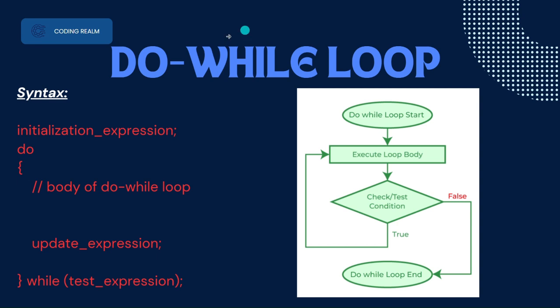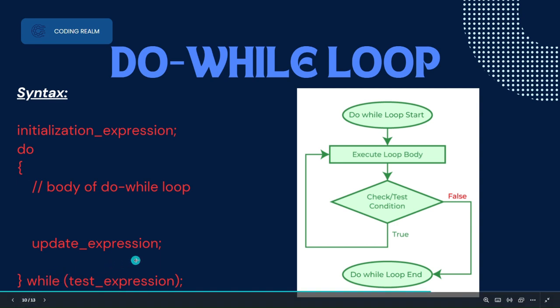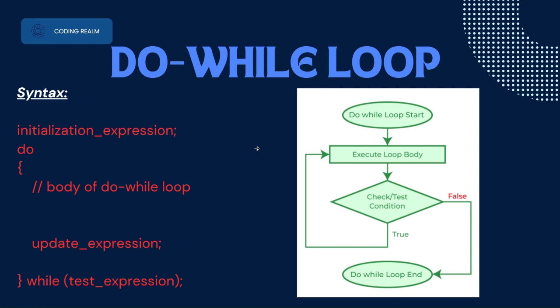Let's see the syntax. We start with the initialization expression, do, open the braces. We have the body of the loop and the update expression. And we have the while test expression with a semicolon. The semicolon after the while test expression is very important. This is the syntax of the do while loop.